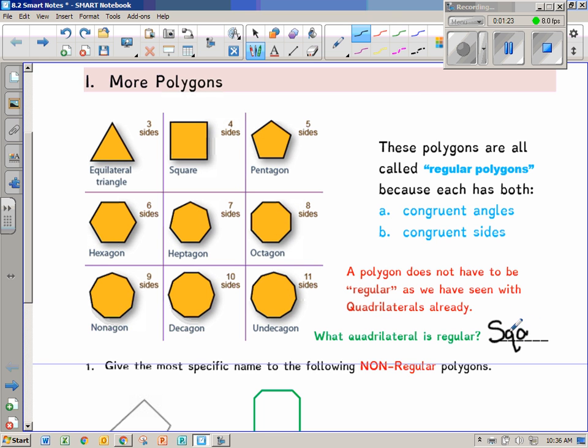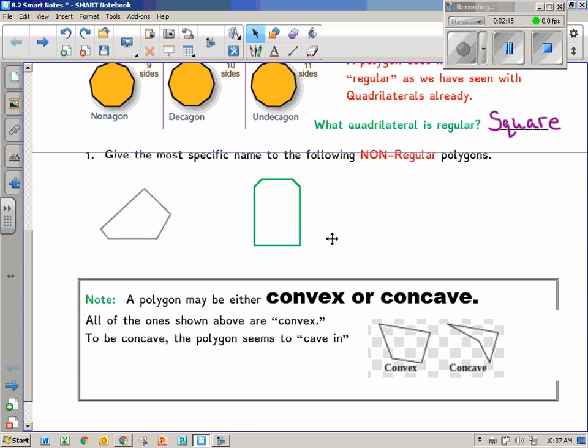Now, why would the rhombus not be regular? Think about that for a minute. Well, it has the four congruent sides, but it does not have congruent angles. If it had congruent angles, it would end up being a square. I'm going to erase that. I can do better. All right. S-Q-U-A-R-E. A square.